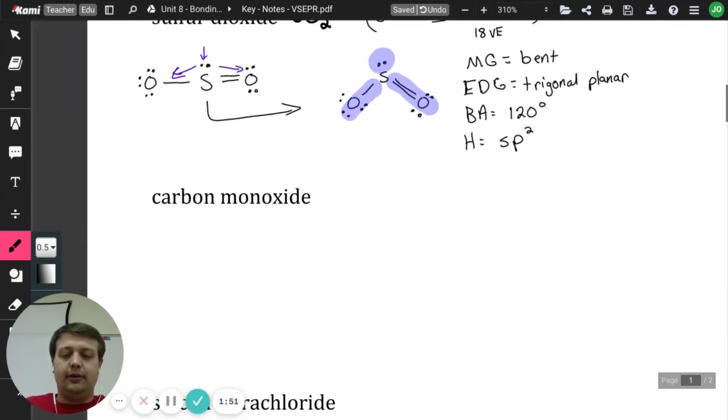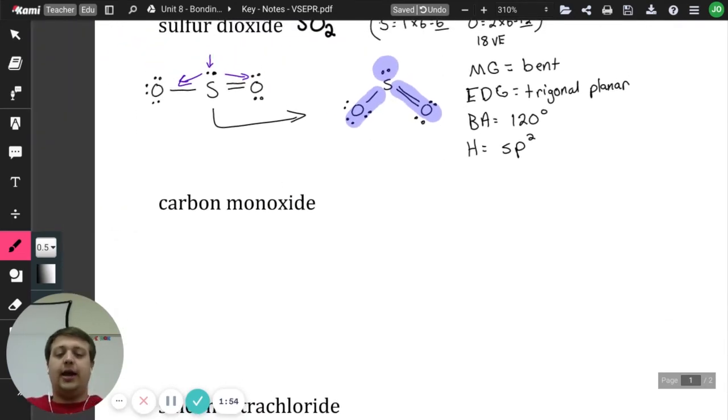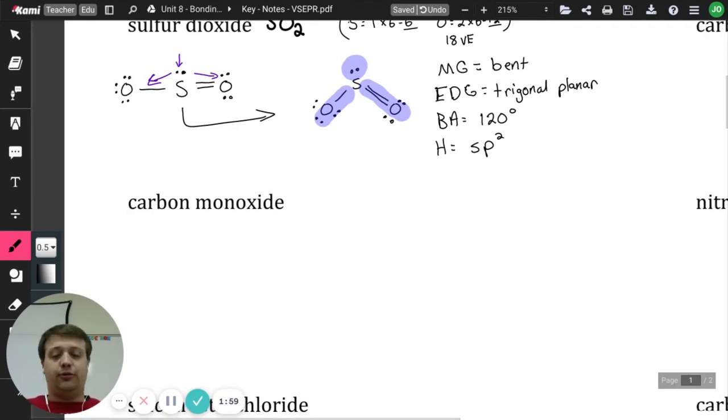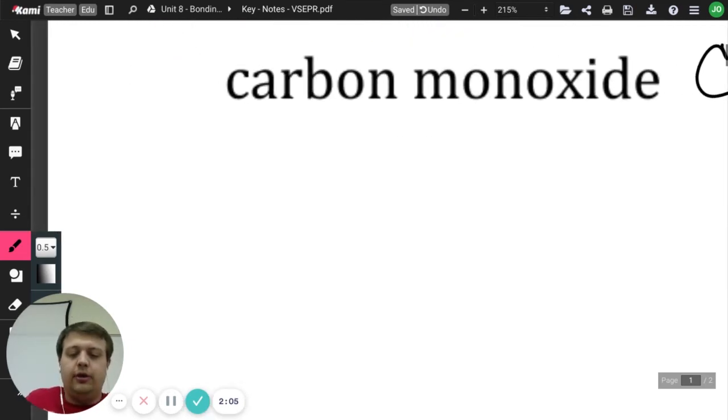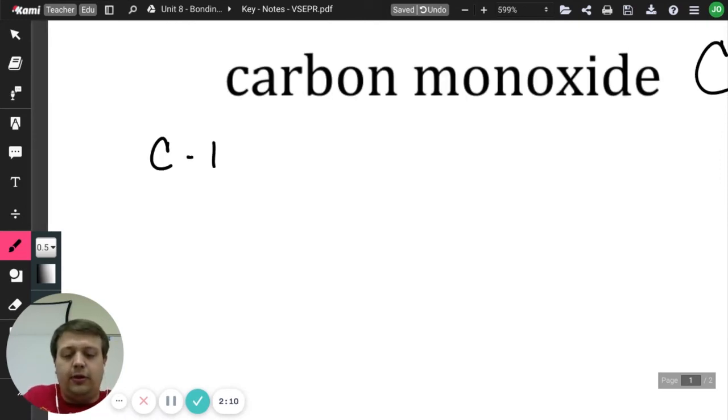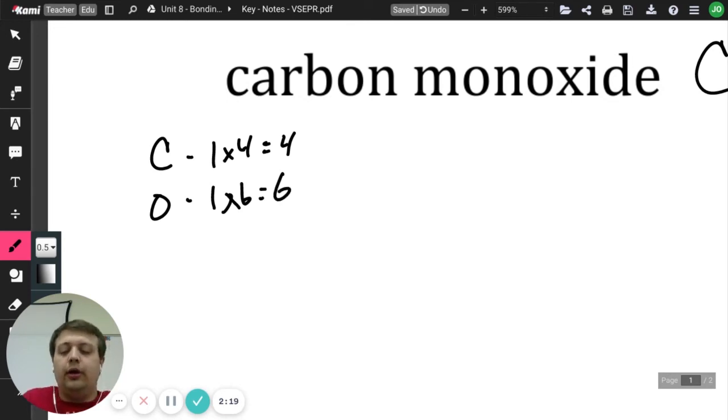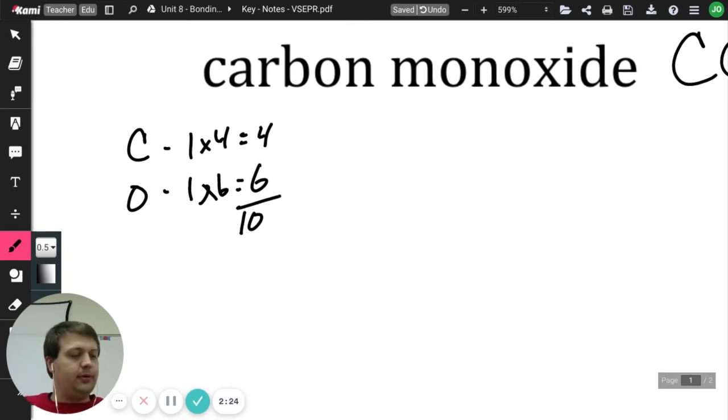All right, let's take a look at another one. I'm going to move a lot faster through drawing our Lewis structures for the remainder of this. So I have carbon monoxide, CO. I have carbon, there's one of those, times 4 valence electrons. I have oxygen, there's one of those, times 6 valence electrons. So we would have a total of 10 valence electrons.